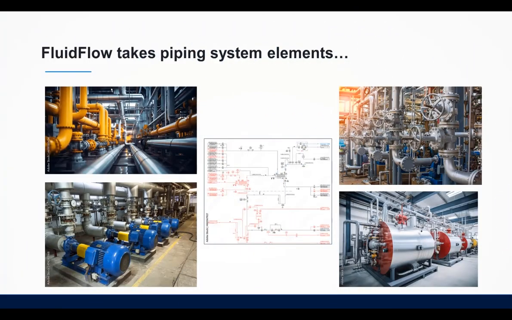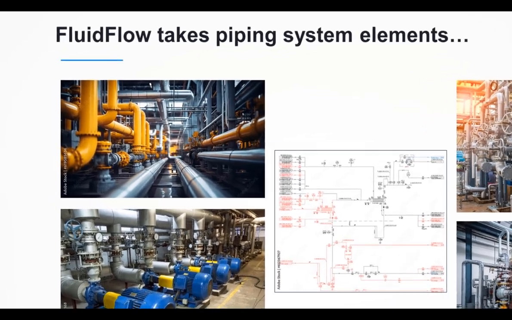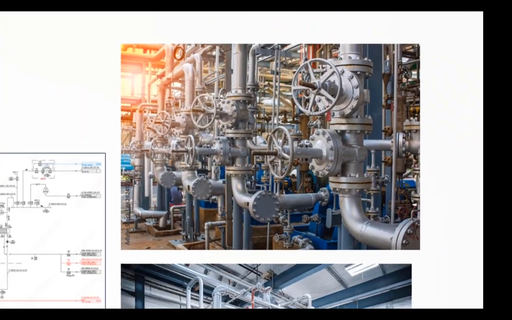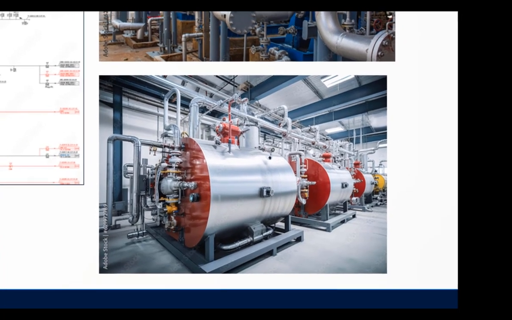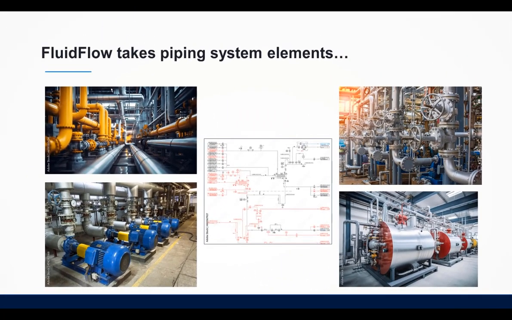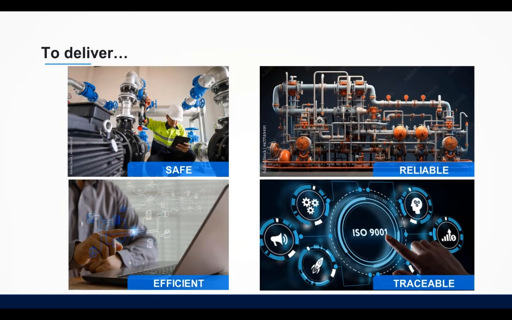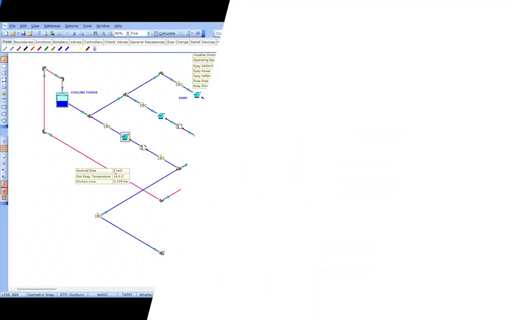FluidFlow is a powerful tool that allows us to take all the components that make up a modern fluid transport system, including pipes, pumps, line equipment, and heat exchangers. Users can model them all together to gain a deep understanding of how the piping system will operate for different scenarios. We can investigate friction losses, flows, temperatures, and many other parameters throughout the model to deliver an optimized design. The engineer can be confident that the results are safe, reliable, efficient, and also traceable.